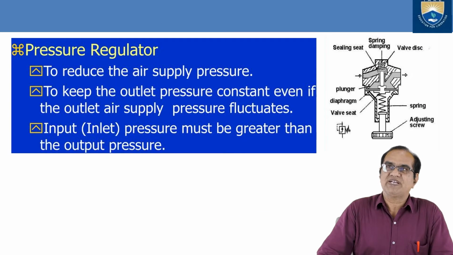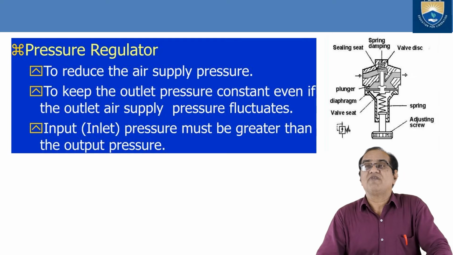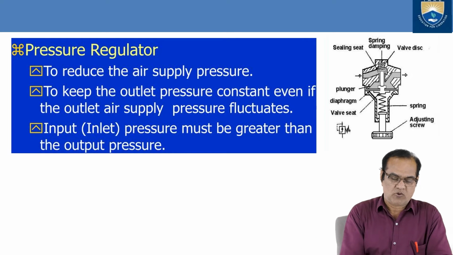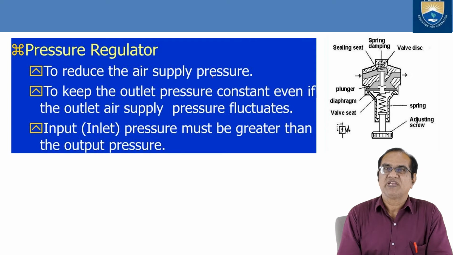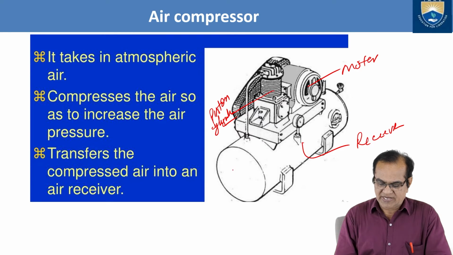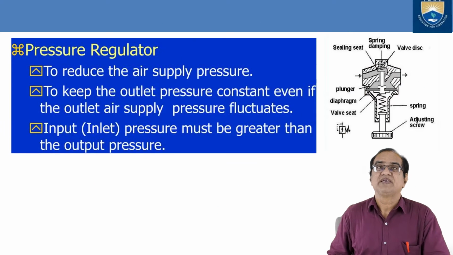Next one is the pressure regulator. The pressure regulator is very important because we have to regulate the pressure, otherwise your system may not work properly, and it is also required for safe operation of the pneumatic system. So what are the functions of the pressure regulator? To reduce the air supply pressure. If the supply is creating some 3000 psi, but a system needs only 1000 psi, that is supplied by this pressure regulator.